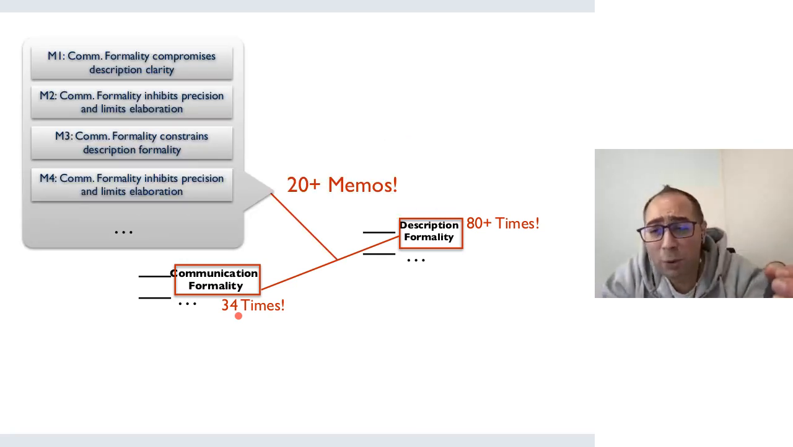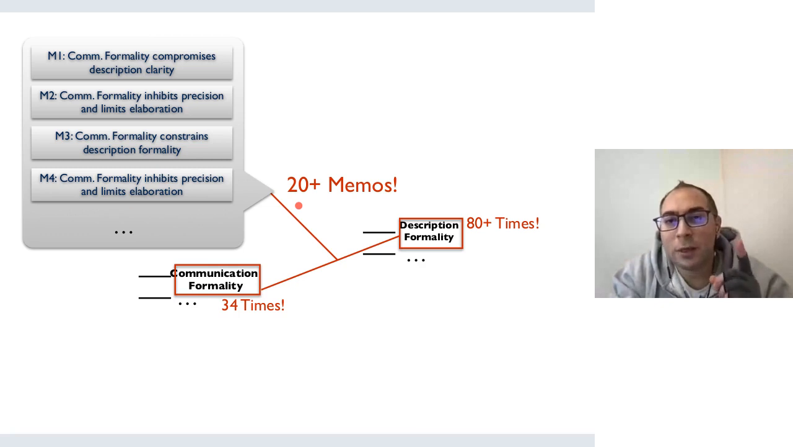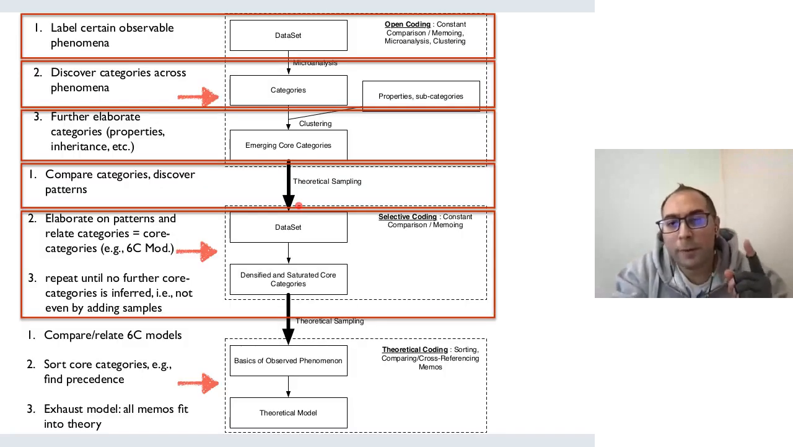And then you have memos. What are memos? Memos are or reflect tips and tricks that you find in the categorization schema. So for example, there is a relation between these two. I have found these relations in 20 memos. These 20 memos say there is a relation between communication formality and description formality from a requirements to individuals perspective. This relation is recurrent. So that means it is relevant, it is very relevant.